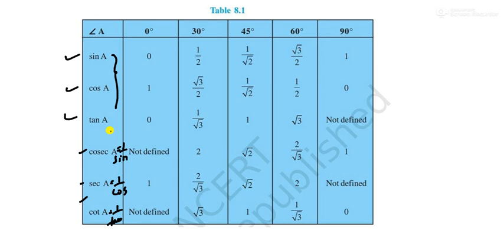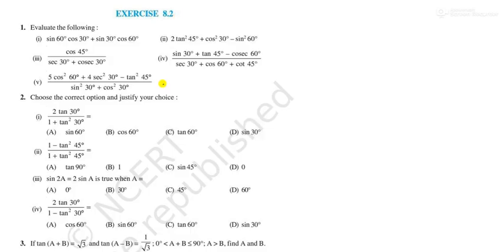Okay, so here we start with our first question. So this is our first question. What does it say? Evaluate the following: sine 60, cos 30, sine 30 and cos 60. So you should be aware of those values.